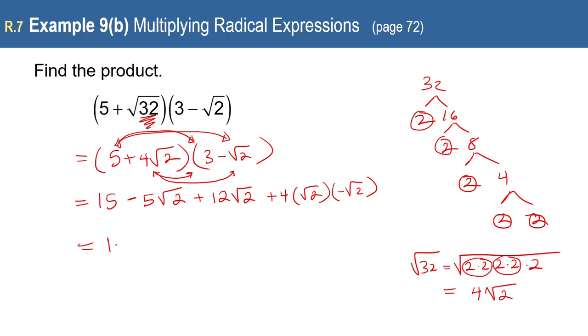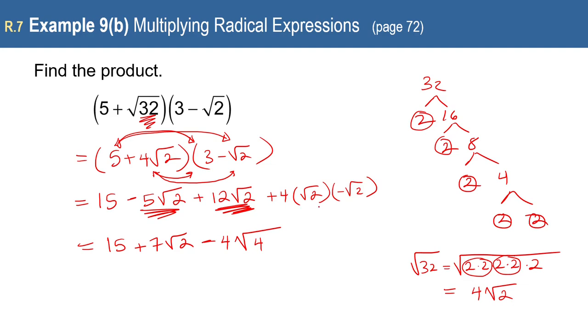Now let's simplify. This is 15. I can add these two together. That's 7 root 2. Now what is the square root of 2 times negative square root of 2? That's equivalent to the square root of 4, because 2 times 2 gives us 4. But there was a negative, so let's make sure that there's a negative in the front.